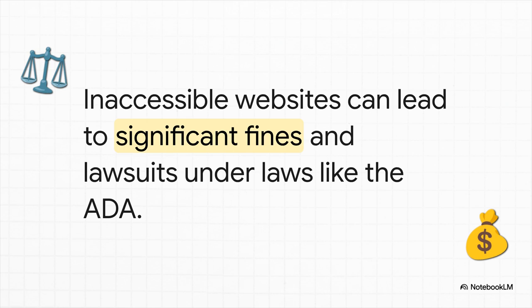And finally, let's talk about the legal side of things. Because in a lot of countries, like in the US with the Americans with Disabilities Act or the ADA, web accessibility isn't just a nice to have, it's the law.